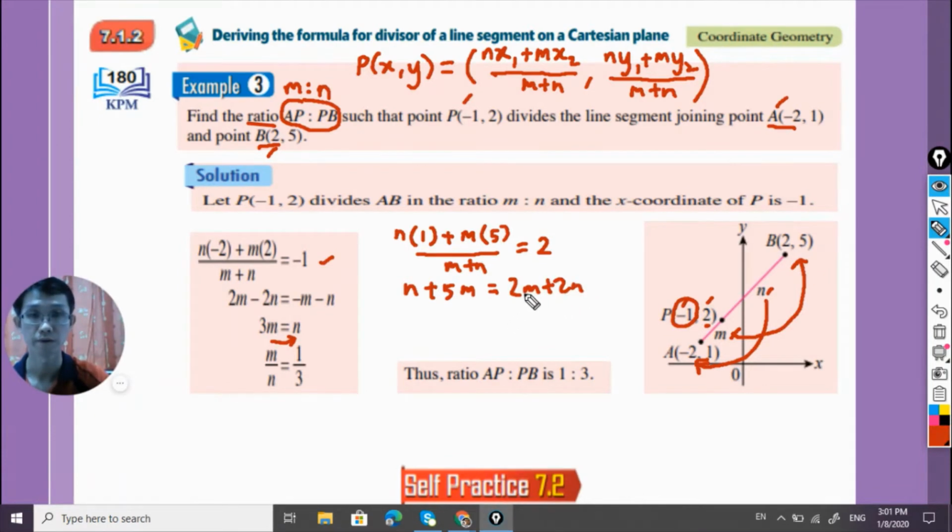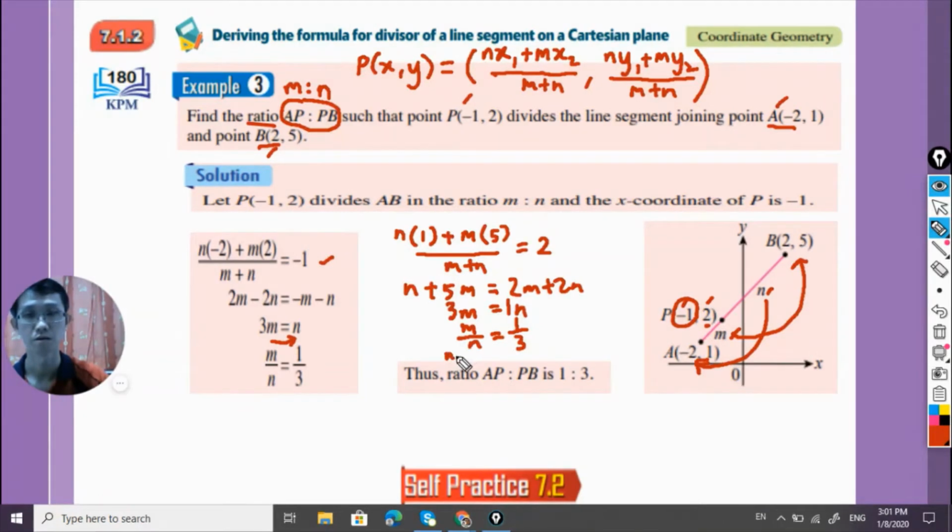So after that we try and gather all the like terms by moving 2n over and the n over to this side, so we get 3n equal to 2n minus n, so it's n. And then lastly, by moving the coefficient in front of the n and the 3 over to the opposite side, so you get m over n equal to 1 over 3.